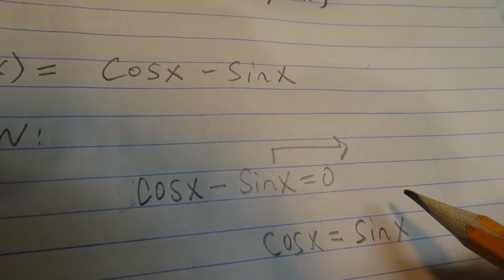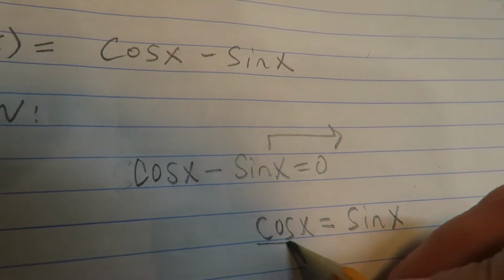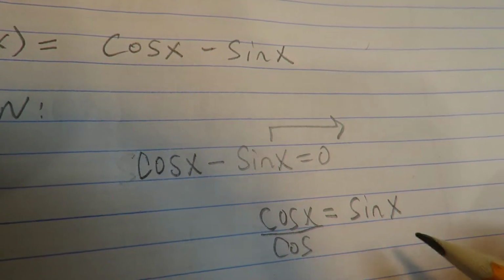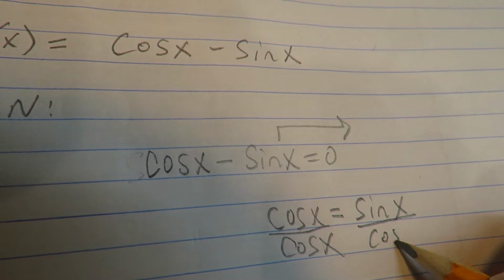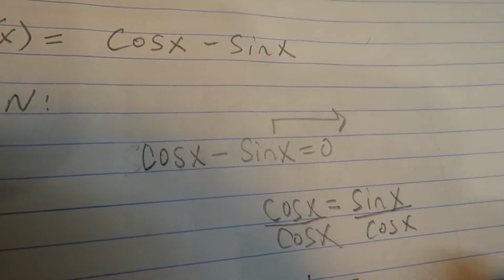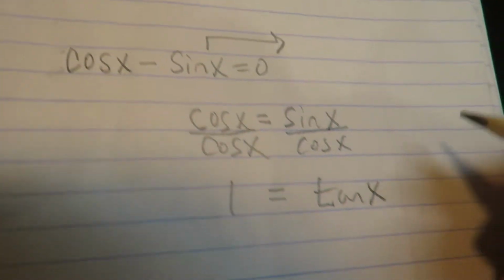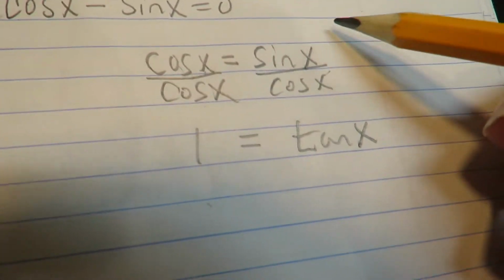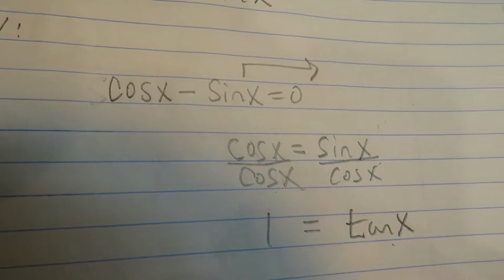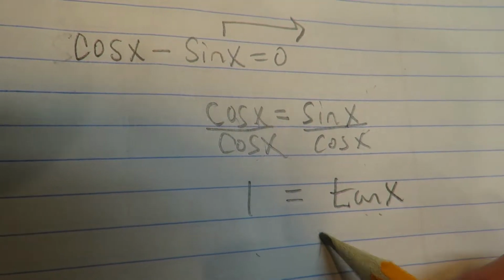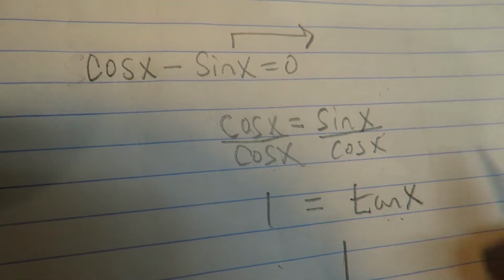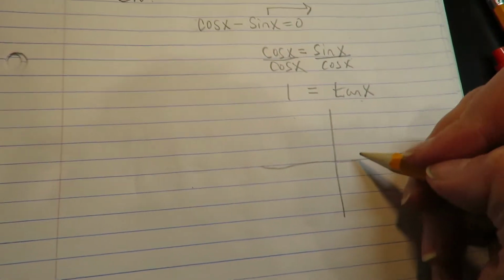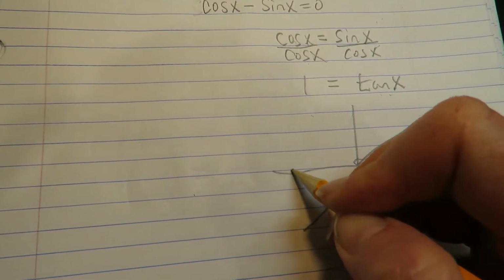Another way I've seen students try to solve this is like this. They'll divide the cosine out. Cos over cos is 1, sine over cos is tan. So they'll find it a little easier doing it in this form, figuring out where the tangent is 1. So that would be in quadrant 1 and 2.